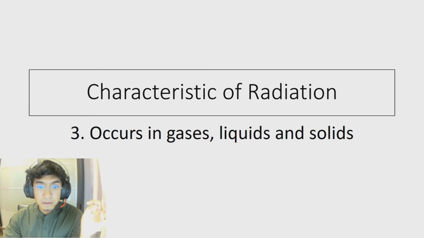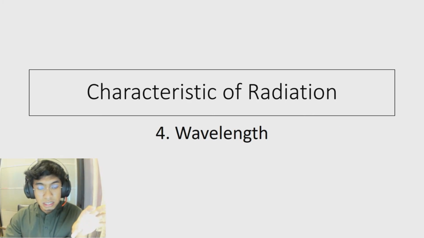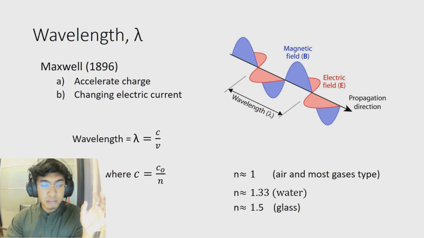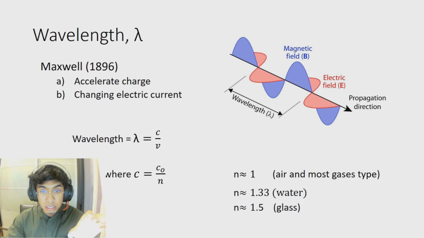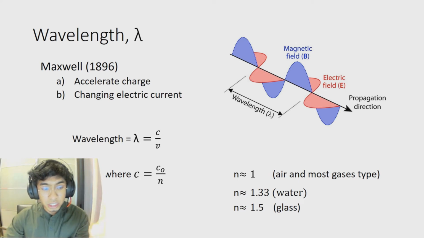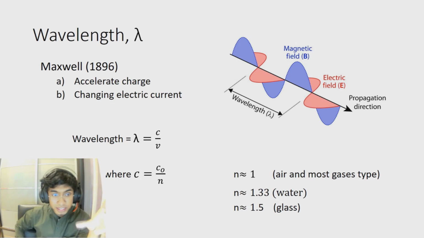Okay, now this is one of the important parts, the wavelength of radiation. As we know, Maxwell in 1869 mentioned the accelerated charge and the changing electric current. Both of these will produce a magnetic field against electric field graph, like shown in the diagram. What is the meaning? The meaning of wavelength here is the length from one field to another field. So that is the meaning of the wavelength here.